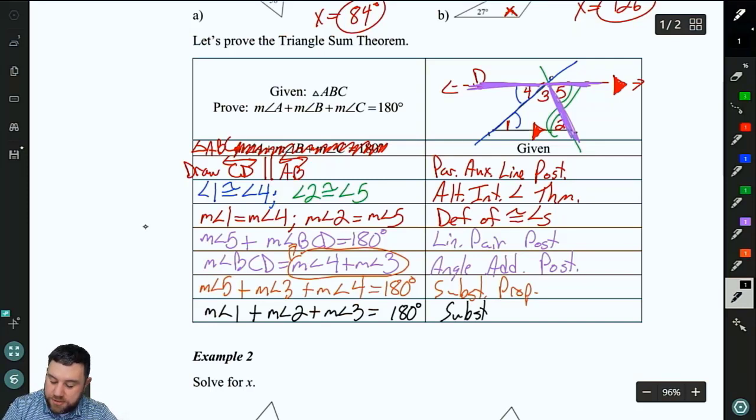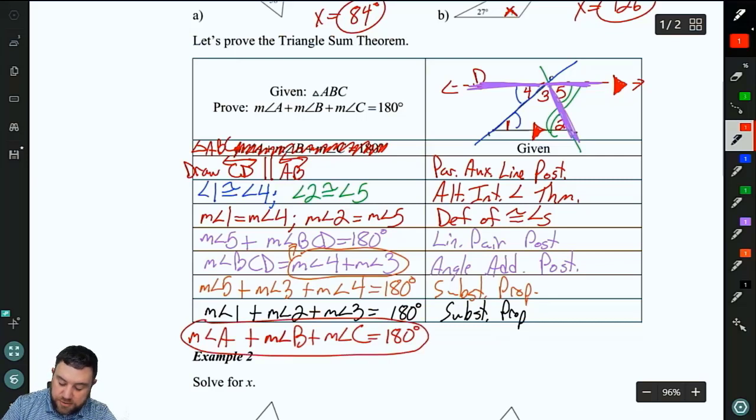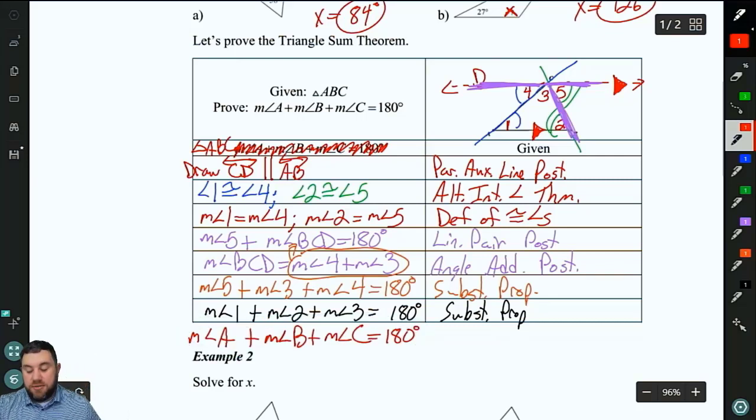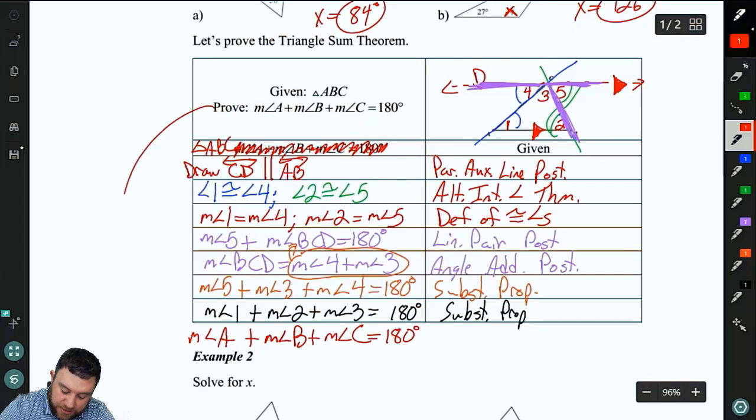Again, that's substitution. And that's not what our proof statement is, but angle 1 and angle A are the same angle. So that's the measure of angle A. Then angle 2 and angle B are the same angle. And angle 3 and angle C are the same angle. So we didn't really do an extra step there. We just changed the names around. And it's because I had labeled my angles to make it easier. So that's not really an extra step. I'm just doing that so that I can get back to my proof statement.